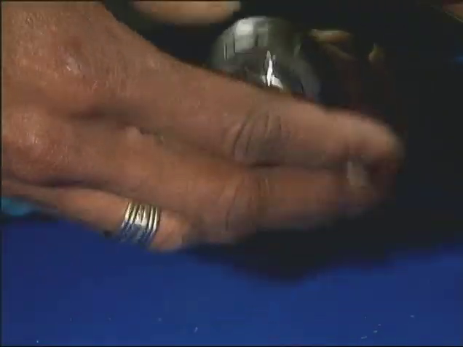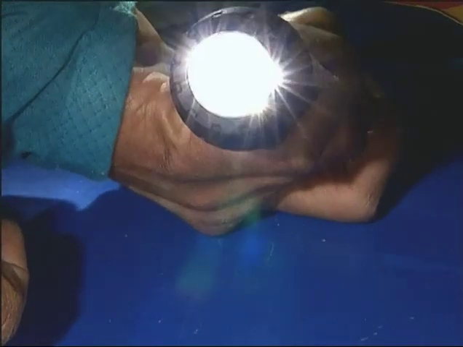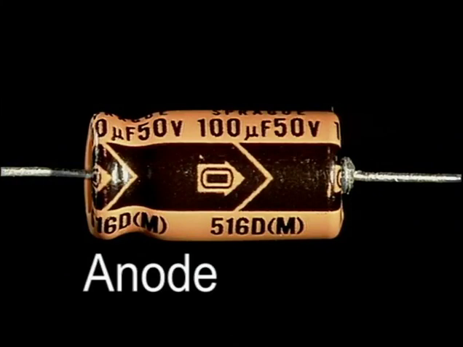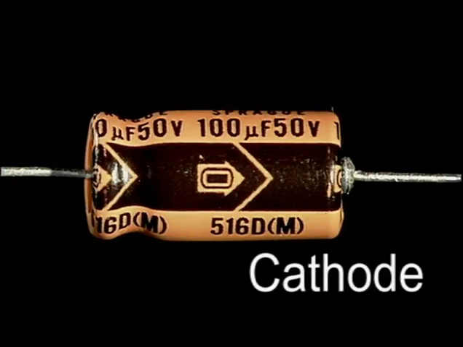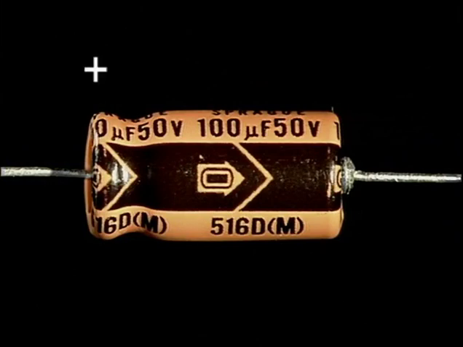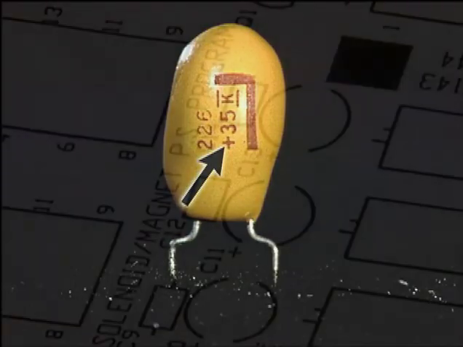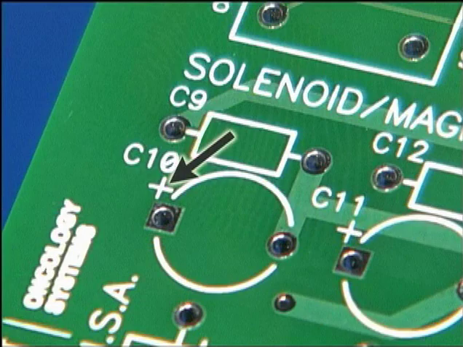This works the same way as the positive and negative terminals on a battery. For example, a flashlight battery has to be inserted with the terminals in the right position for the flashlight to work. For components that have polarity, the positive lead is called the anode and the negative lead is called the cathode. The symbol for the positive anode is the plus sign, and the symbol for the negative cathode is the minus sign. A plus or minus sign is usually marked on the component, as well as on the assembly drawing, and on the component side of the circuit board.